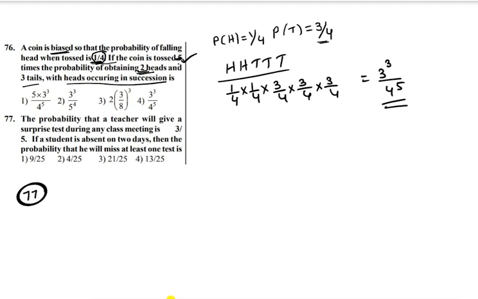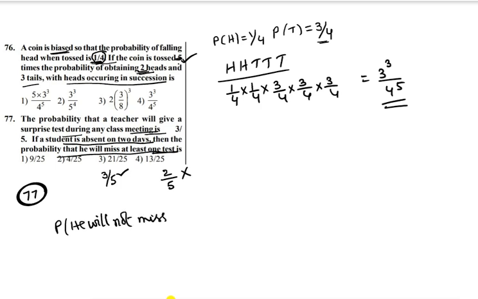So observe this question. The probability that a teacher will give a surprise test during any class meeting is 3 by 5. The teacher will conduct the test is 3 by 5. The teacher won't conduct the test is equal to 2 by 5. If a student is absent on 2 days, then the probability that he will miss at least one test. I am finding the probability that he will not miss the test.